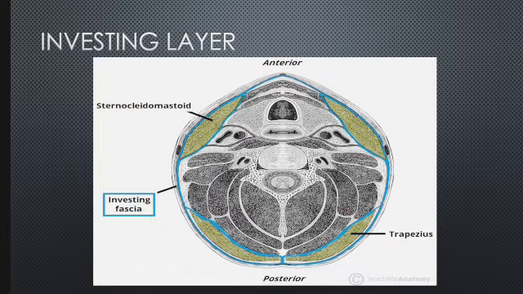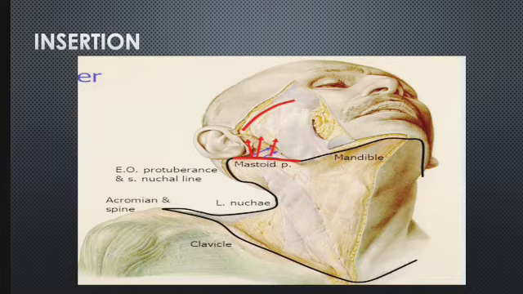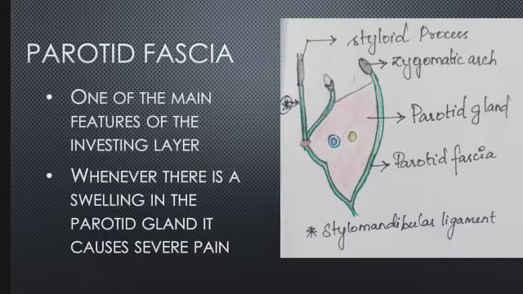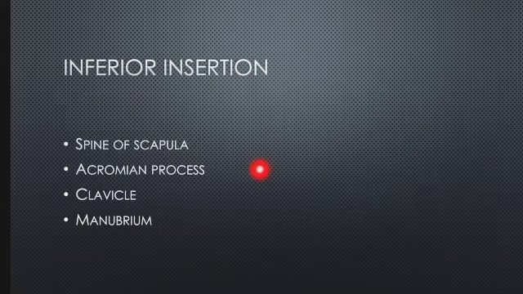And here we must know the insertions: the superior insertion, inferior insertion and the posterior insertion. First of all, the superior insertion is the external occipital protuberance, the mastoid process and styloid process, and here you have the base of the mandible. These are going to be the superior insertion, okay. And before that you have to see the inferior insertion too. What is the inferior insertion?